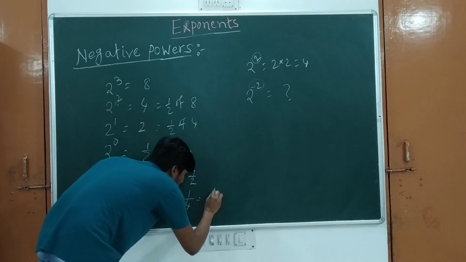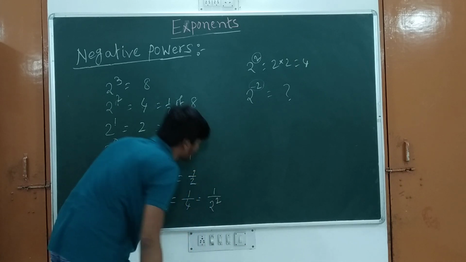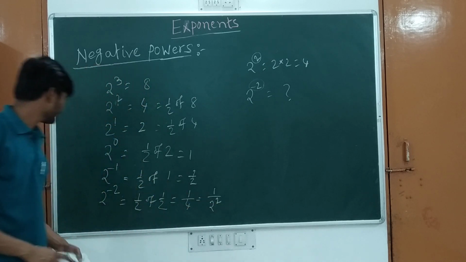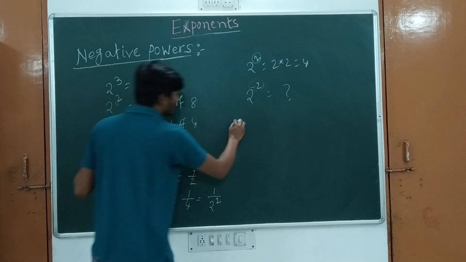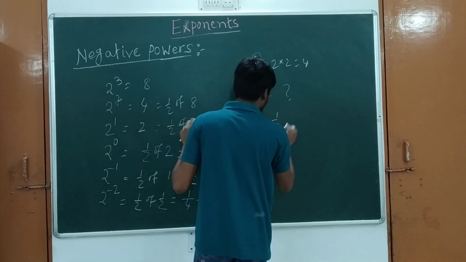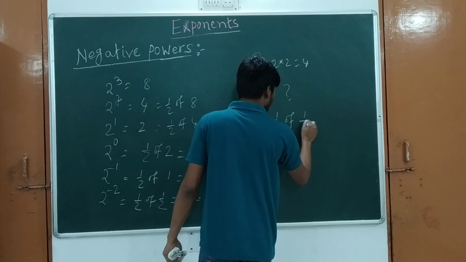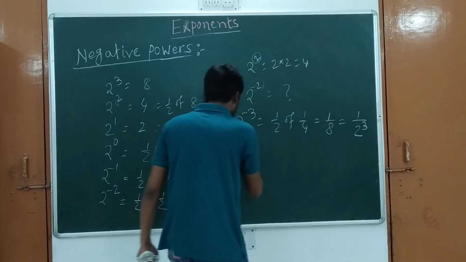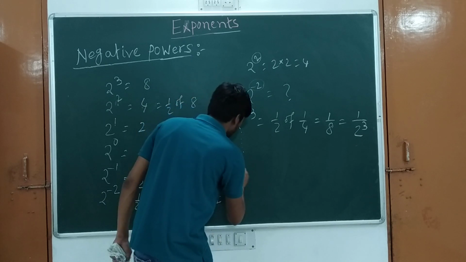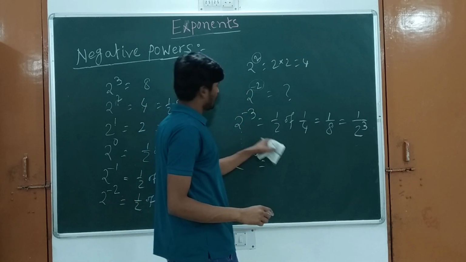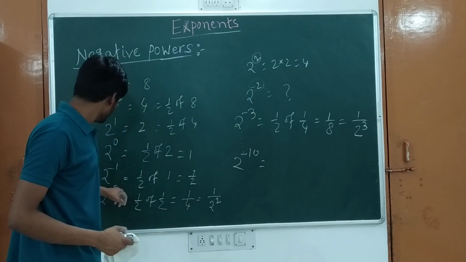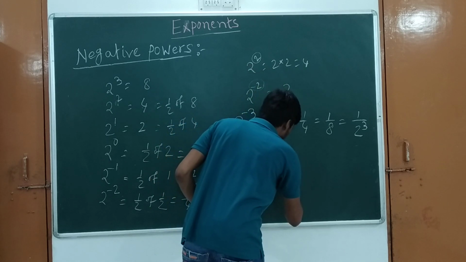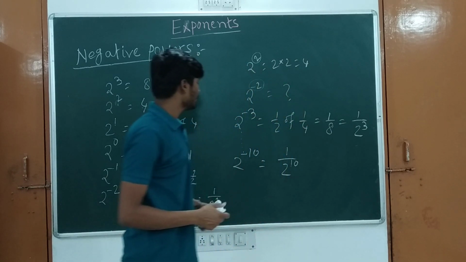Now how can I write 1 by 4? 4 we can write as 2 squared, so 1 by 2 squared. Similarly, 2 to the power minus 3 will be half of 1 by 4, that is 1 by 8, that is 1 by 2 to the power 3. Similarly, 2 to the power minus 10 will be 1 by 2 to the power 10.